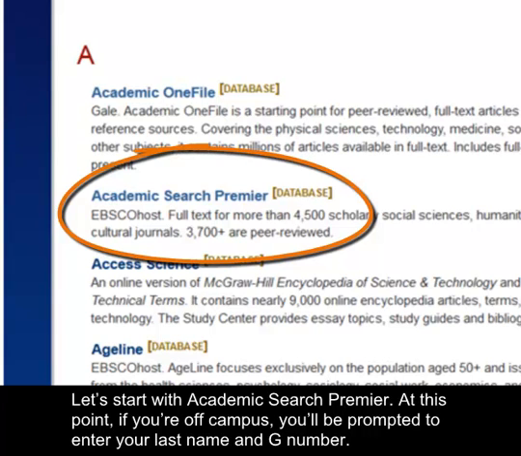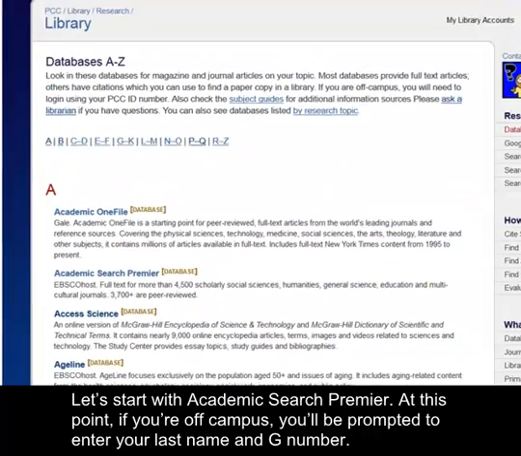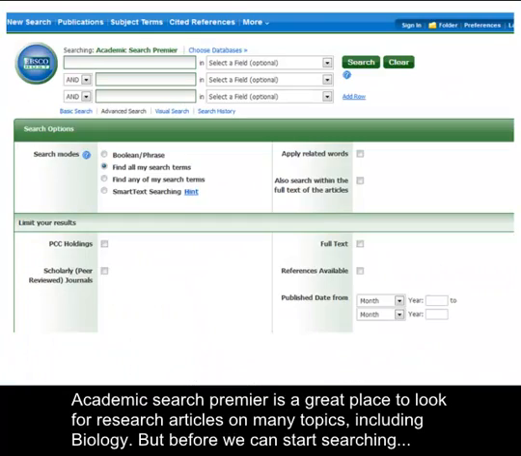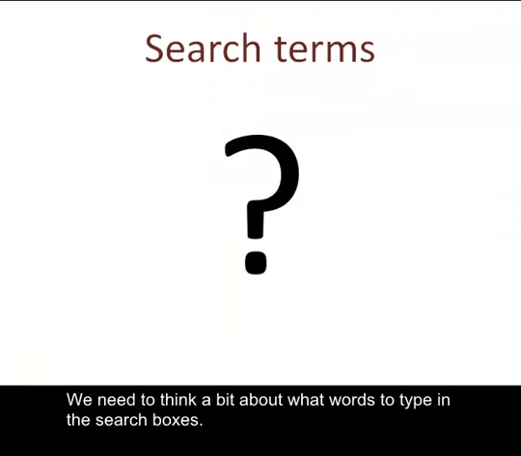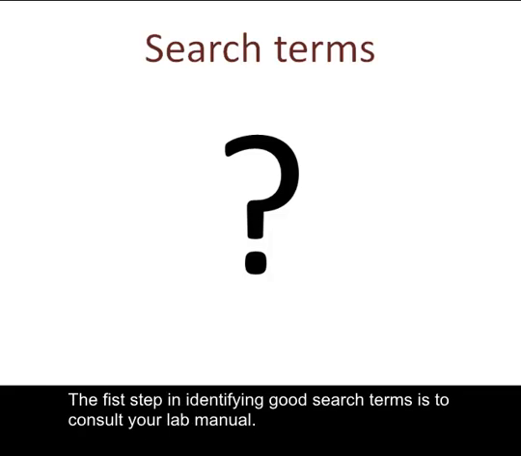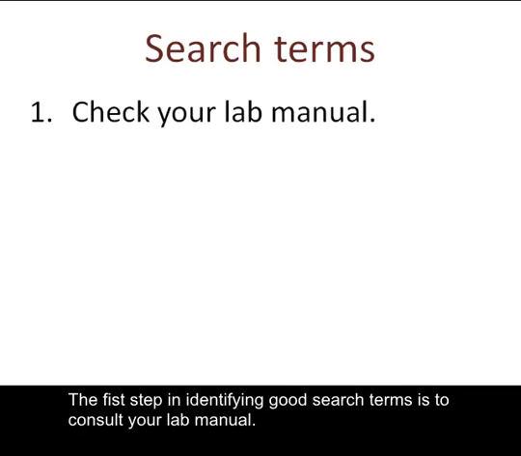At this point, if you're off campus, you'll be prompted to enter your last name and G number. Academic Search Premier is a great place to look for research articles on many topics, including biology. But before we can start searching, we need to think a bit about what words to type in the search boxes. The first step in identifying good search terms is to consult your lab manual.